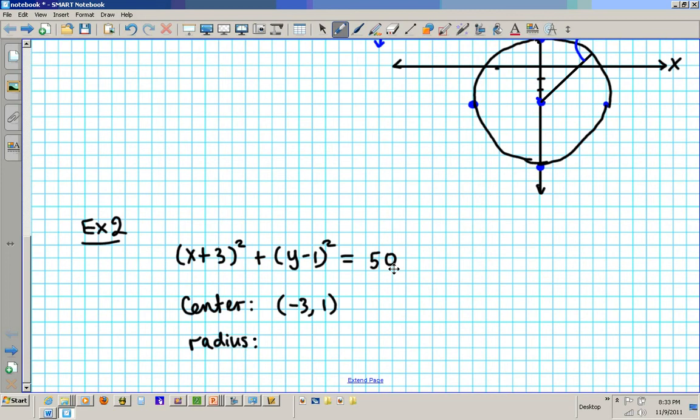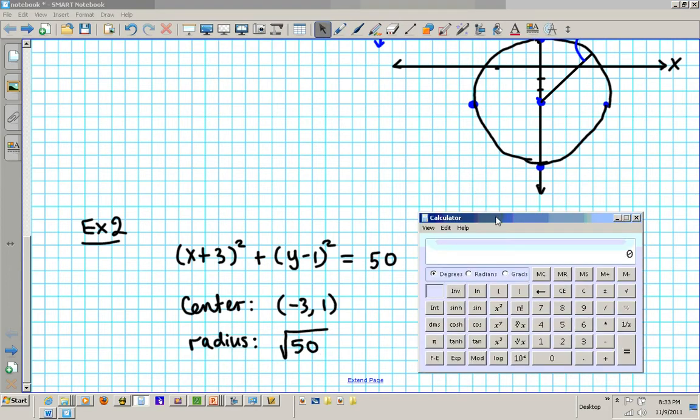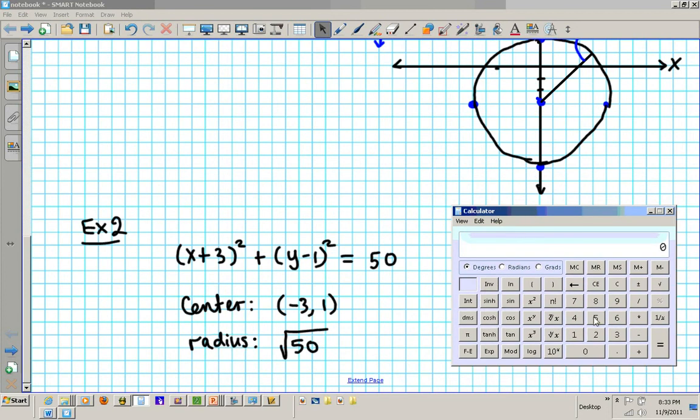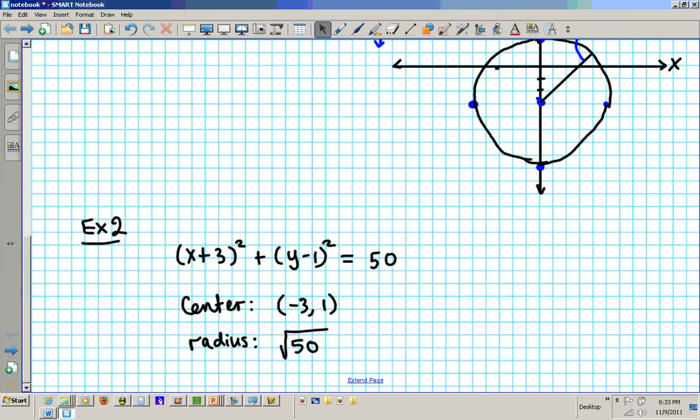Radius is determined by taking the square root of the number to your right. Square root of 50. Now 50 is not a perfect square, so we need to use a calculator here to find a decimal approximation of the square root of 50. Okay, 7.0 or 7.1, so slightly over 7. So the square root of 50 is approximately 7.1.